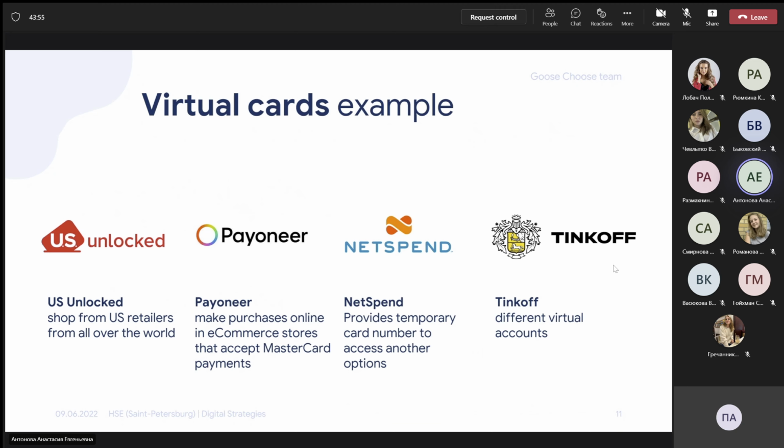And now let's talk about examples. US Unlocked, a virtual prepaid card, is perhaps best known for providing users with an option to shop from a variety of US retailers from anywhere in the world. Additionally, subscriptions to services like Netflix or HBO are available. Pioneer is a virtual card that allows you to make purchases online in e-commerce stores that accept MasterCard payments. NetSpend gives you a temporary card number, which you can use to access sites that don't accept debit cards. And a Russian example is obviously Tinkoff. It provides not only virtual cards and brokerage accounts, but also virtual SIM cards.